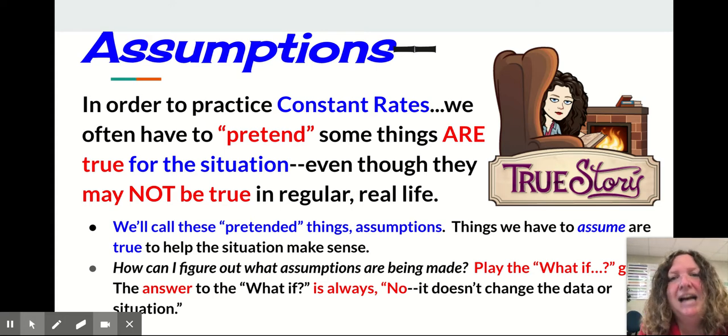So in order to practice constant rates, we often have to pretend that some things are true for the situation, even though we know they may not be true in real regular life. We call those pretended things assumptions, things we have to assume are true to help the situation make sense. So you might say, okay, how can I figure out what assumptions are being made? Well, you all are awesome at playing the what if game. So play the what if game to the situation and then realize that the answer to the what if game is always, no, doesn't change the situation. Let's look at an example of that.